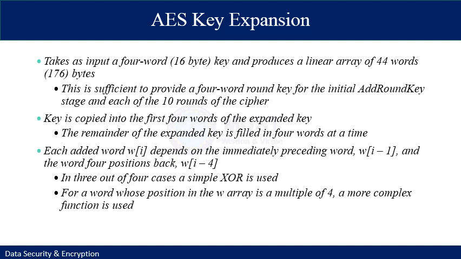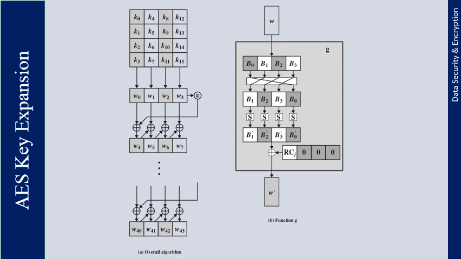For a word whose position in the w array is a multiple of 4, a more complex function is used, such as for positions 4, 8, 12, if the key is more than 12 words long. This figure illustrates the generation of the expanded key using the symbol g to represent that complex function. The function g consists of a number of subfunctions.